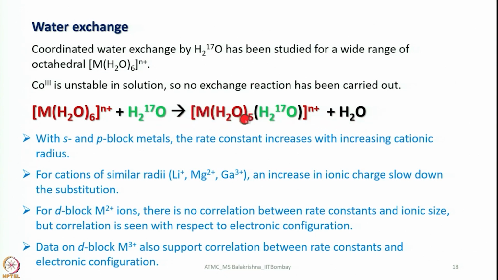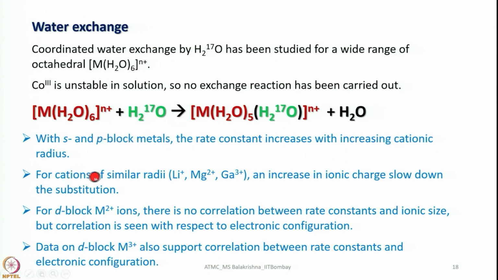Now, we have to study the substitution. If we consider s and p block metals, they also form many octahedral complexes, and when we look into their substitution reactions, the rate constant increases with increasing cationic radius. Again we go back to periodic trends. Periodic trends play a major role in dictating the reactivity of main group elements, s and p block elements. So, in water exchange among s and p block metals, the rate constant increases with increasing cationic radius.